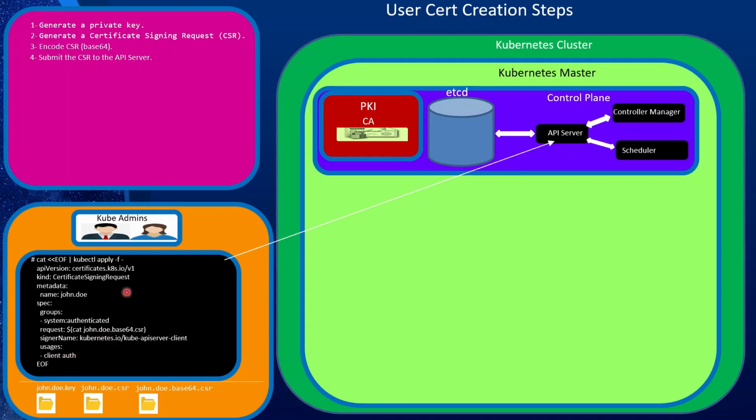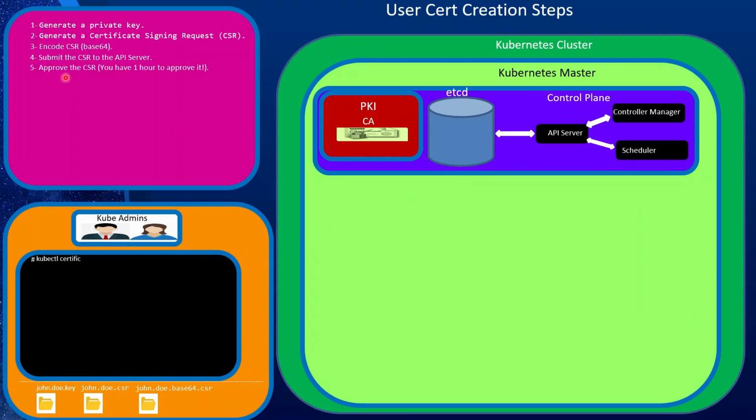That request will be sent to the API server, and then you have 1 hour to approve it. So once the request is sent to the API, you have 1 hour to approve it. Remember, if you don't approve it after 1 hour, it will be garbage collected by the API server, so you need to go through the process again.